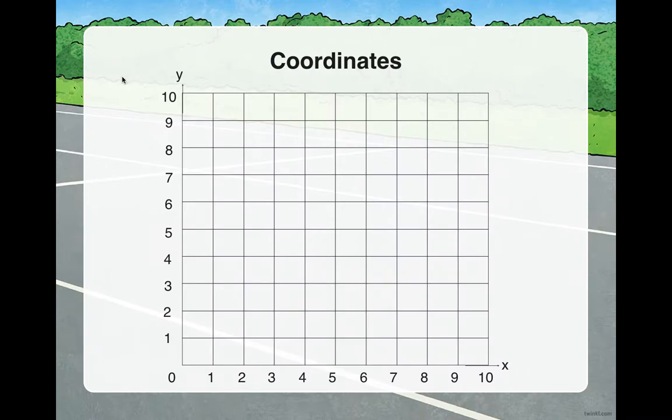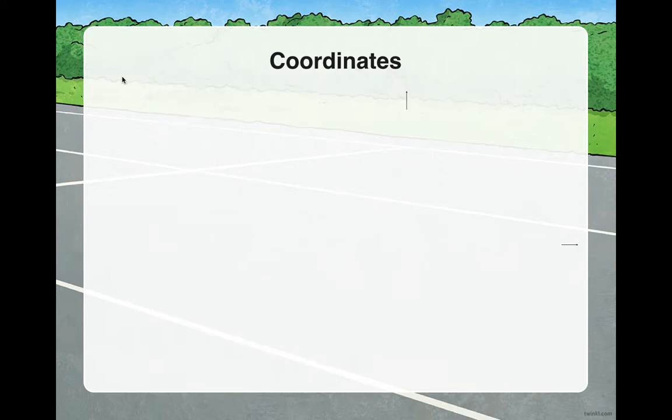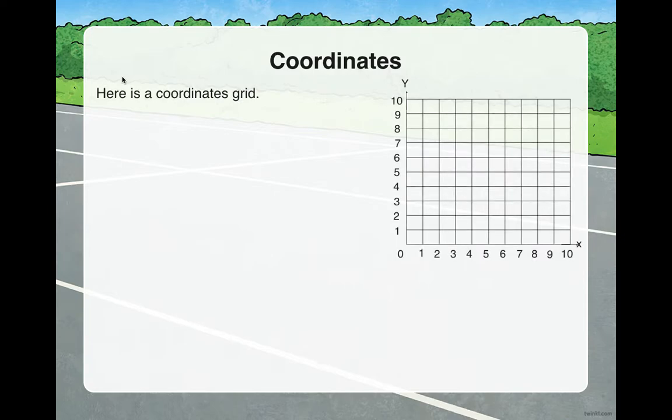Okay, so have a look at our coordinates chart here, and you can see at the top there's what's called a y-axis, and along the bottom we've got an x-axis. You'll also notice that there are two sets of numbers. So one goes up the y-axis and one goes across the x-axis. Okay, so here's our coordinates grid.